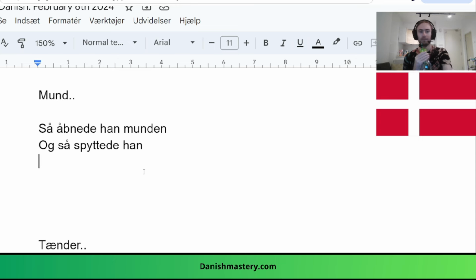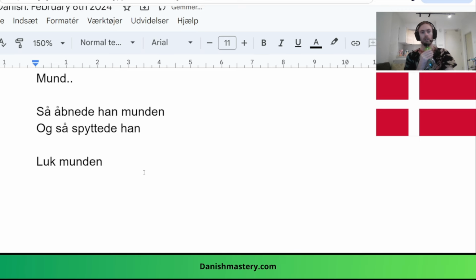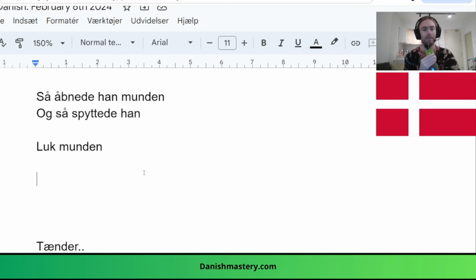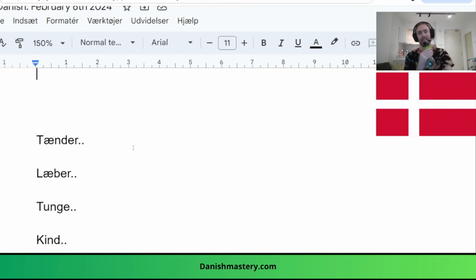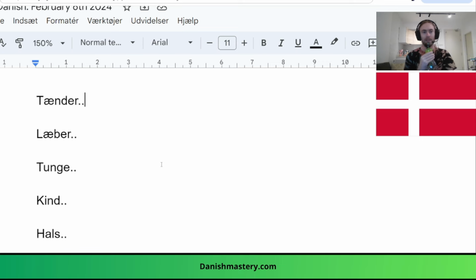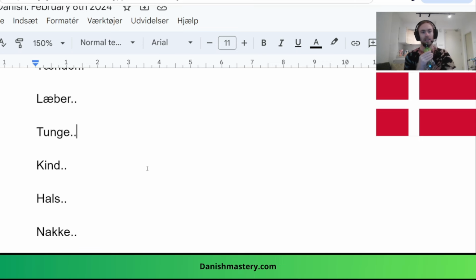Not nice. Han åbnede munden. Or the dentist saying, åbn munden, or maybe say, luk munden. Close the mouth. Luk munden. Very good. Luk munden, luk, åben, luk. I can't speak with a closed mouth. And so on. Tænder, that's teeth. Maybe a bit too much time spent here in the face.